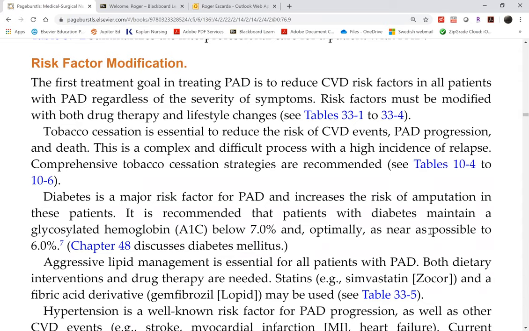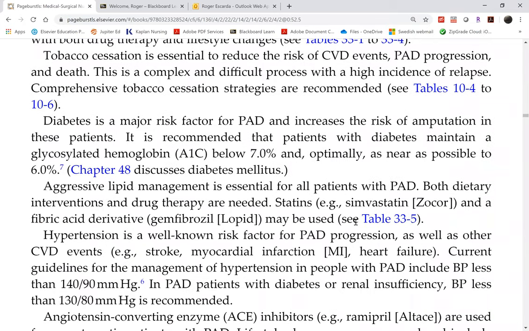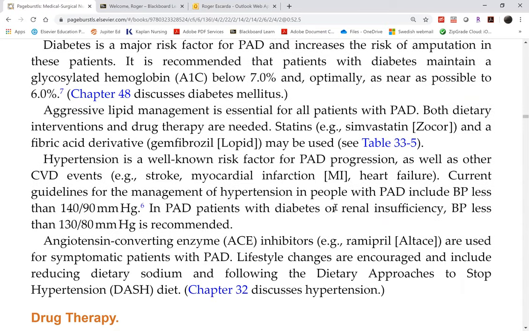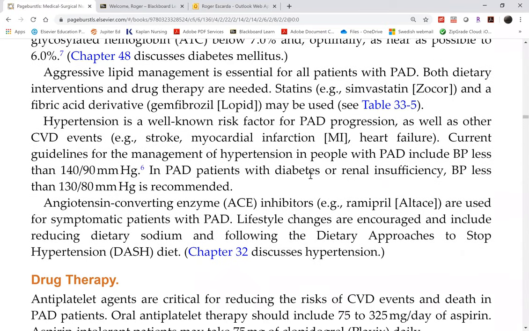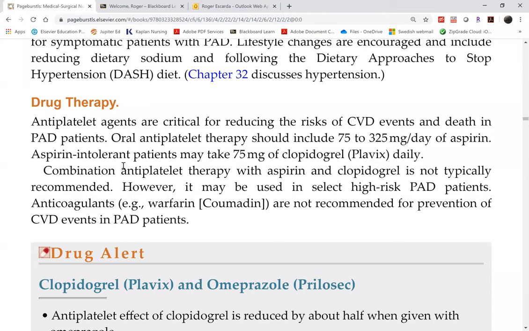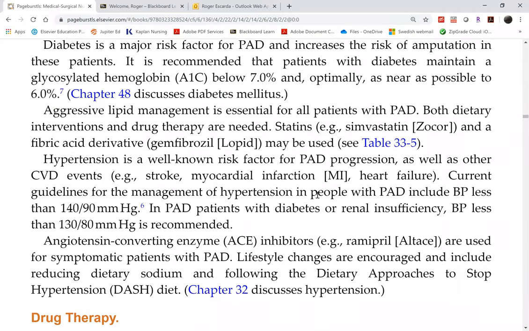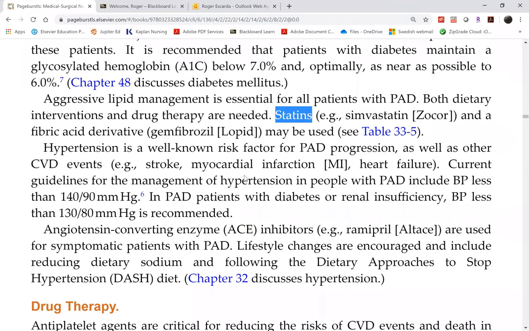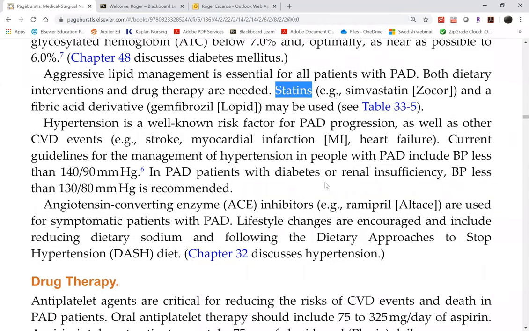So non-pharmacologic treatment first. You modify your risk factors. We already talked about them: obesity, hypertension, high cholesterol. And if it's caused by diabetes, then you maintain good tight blood pressure and blood sugar control. Drug therapy now. They mentioned here other drugs because they are specific to the patient's risk factors. So if you have high cholesterol, then you have the statins there, just like in chapter 33. Hypertension, then that's chapter 32, obviously.